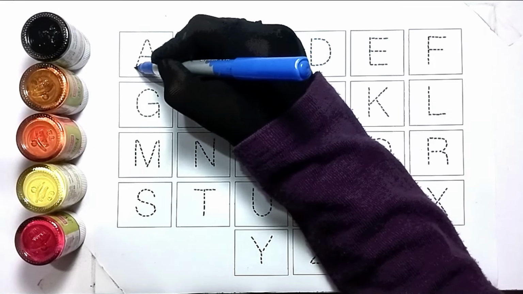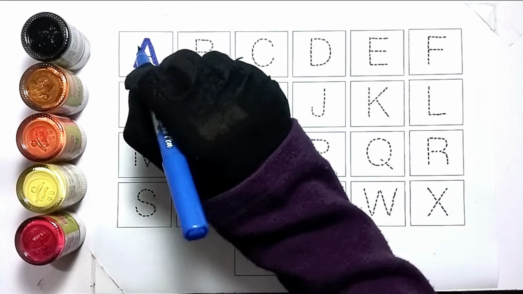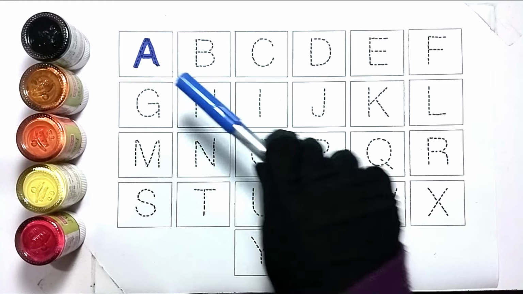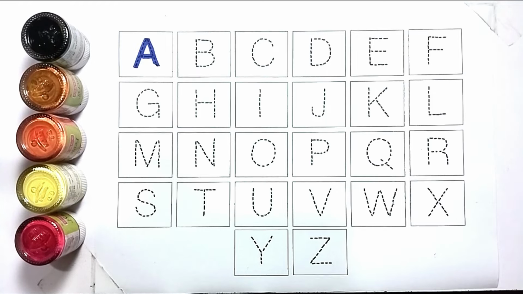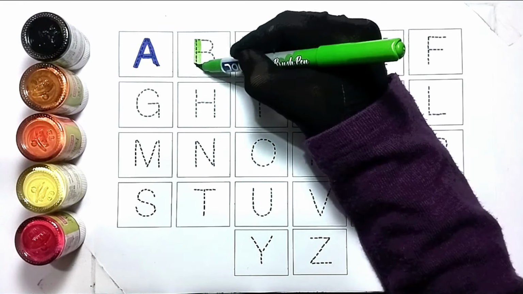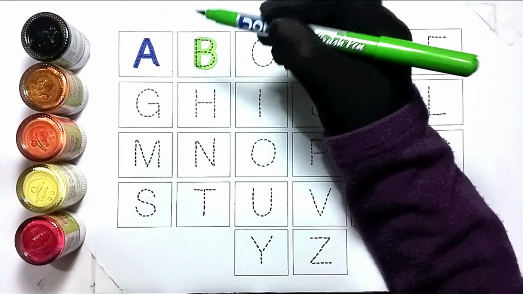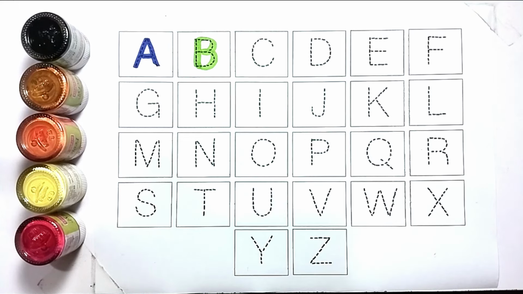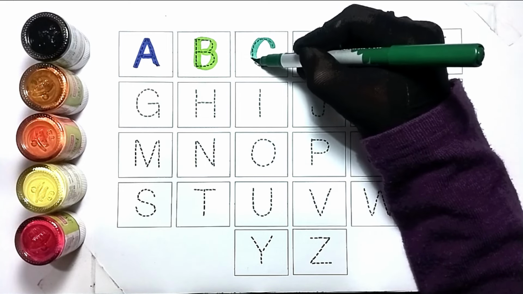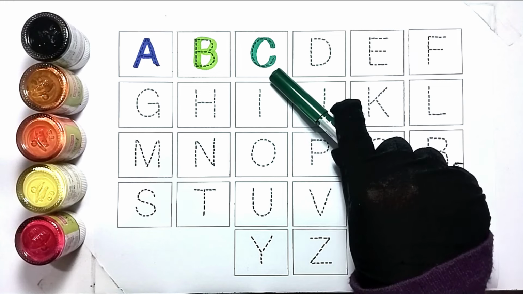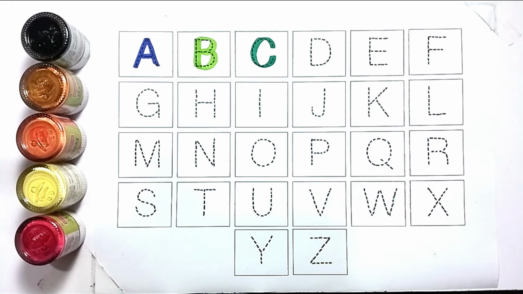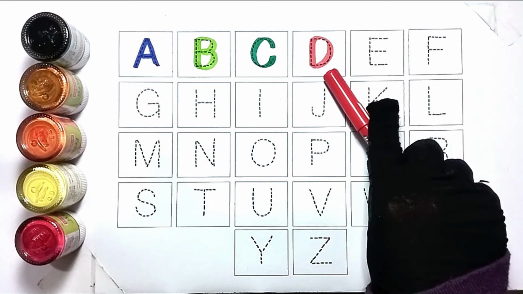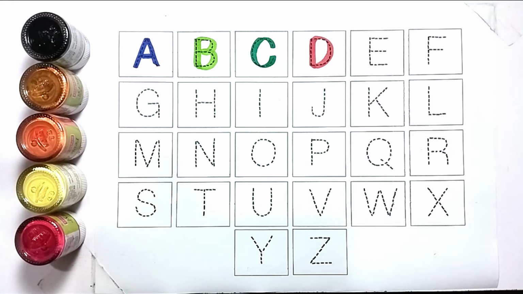Blue color. A for alligator. Light green color. B for banana. Green color. C for cannon. Red color. D for dog.